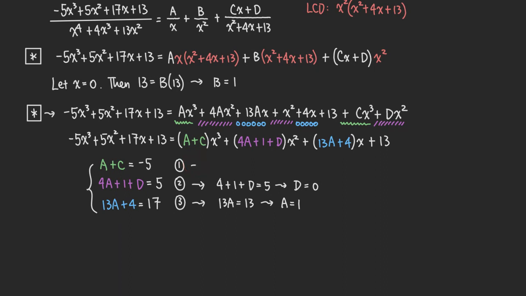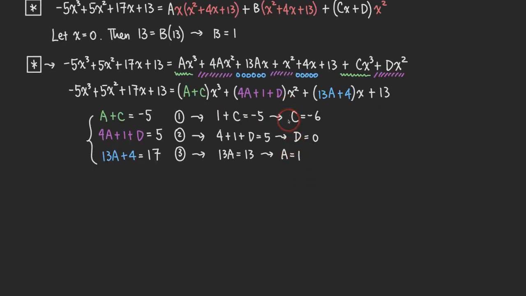Now, the last one is going to be what? 1 plus c is equal to negative 5. So c is equal to negative 6. Is that okay? So we got the ABCDs. The B is from here, and then the ACD are here. And so all we need to do next is to do what?